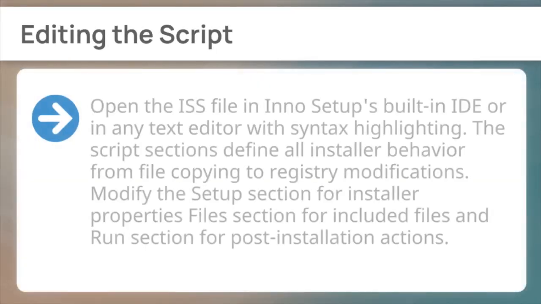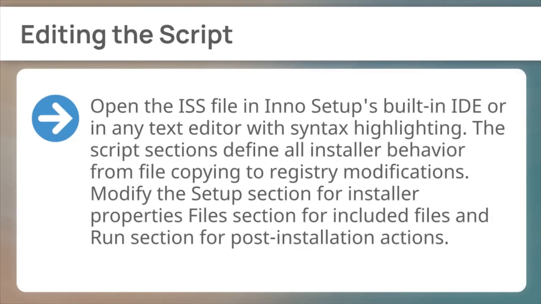First, editing the script. Open the ISS file in Inno Setup's built-in IDE or in any text editor with syntax highlighting. The script sections define all installer behavior from file copying to registry modifications. Modify the Setup section for installer properties, Files section for included files, and Run section for post-installation actions.